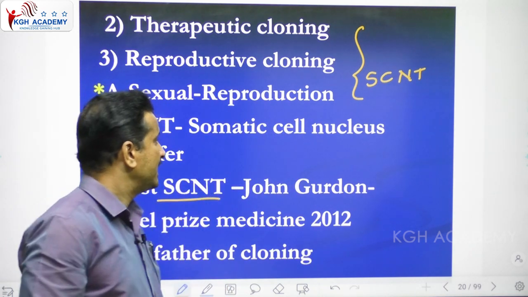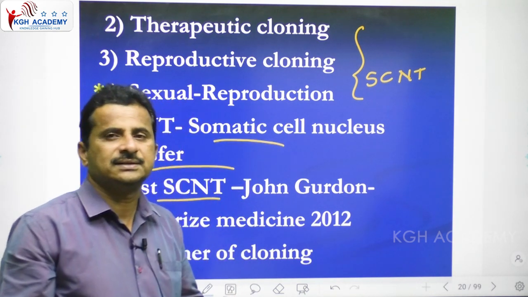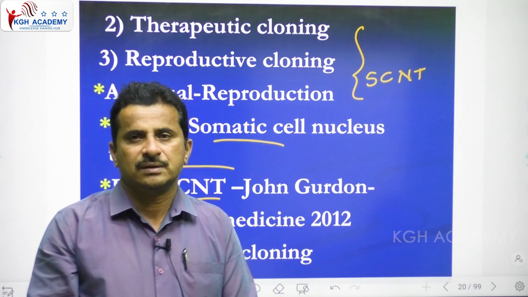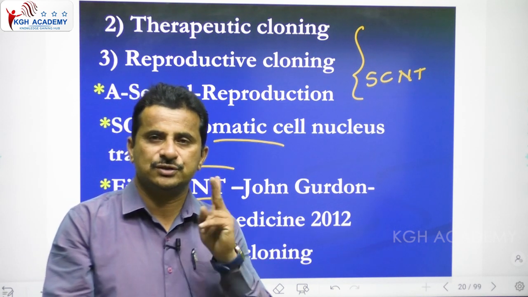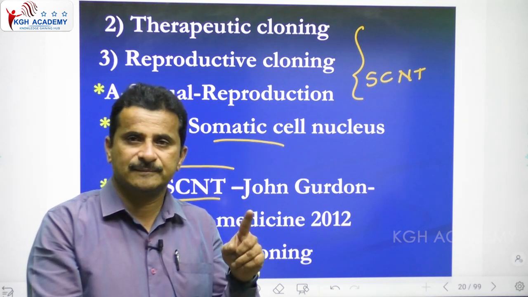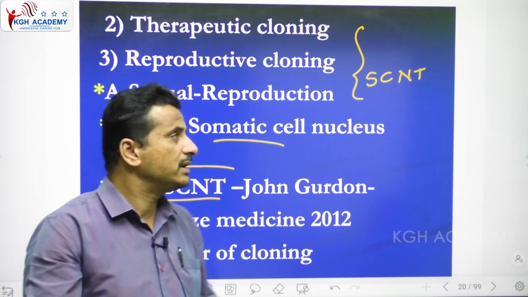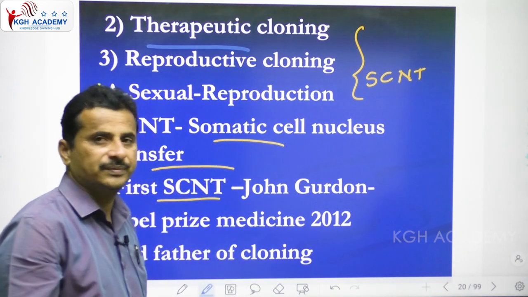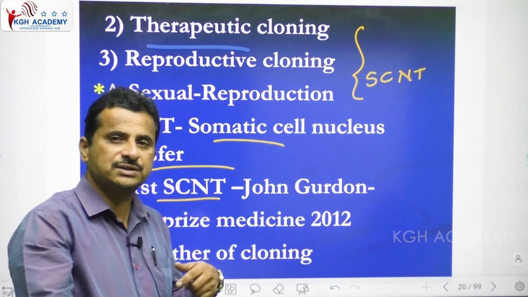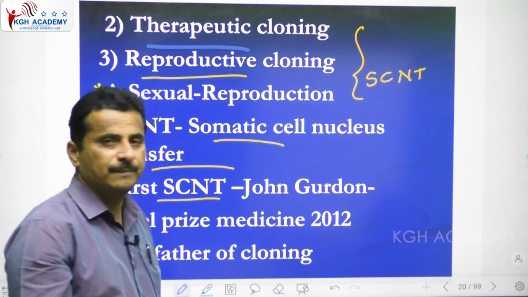See, SCNT meaning somatic cell nucleus transfer. This is a technique, an experiment, to produce clones. We are using this SCNT for two purposes. One is to isolate embryonic stem cells, and embryonic stem cells we are using for treatment, therapy. So this type of cloning is called therapeutic cloning. The same SCNT experiments, for continuing the next generation by producing a new individual, a new organism, is called reproductive cloning.